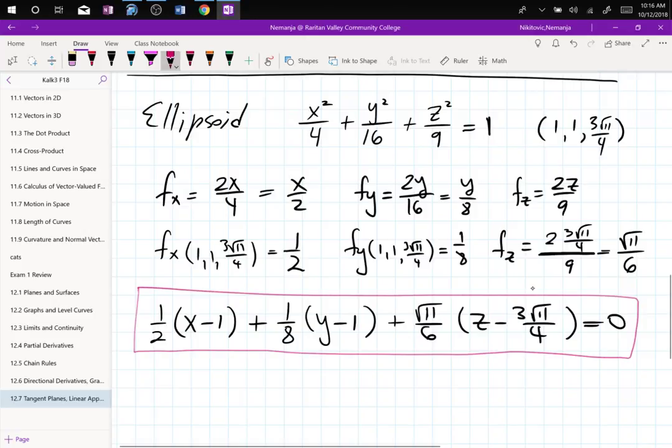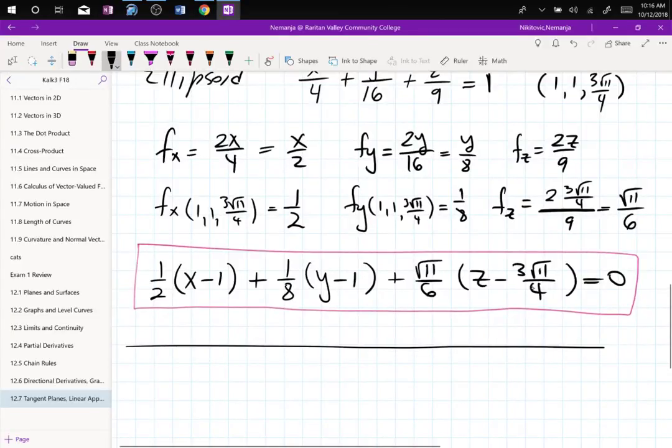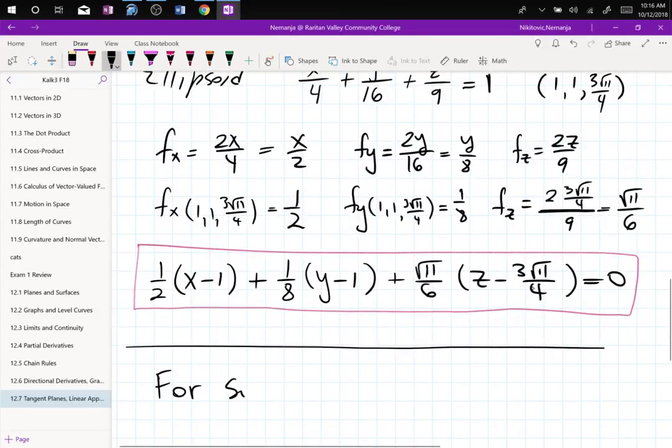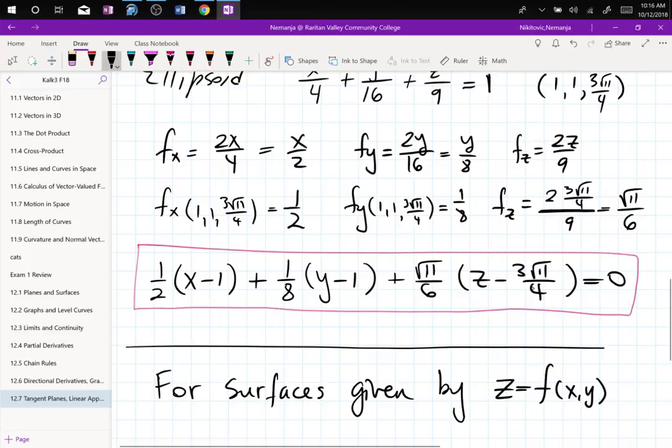Now, this was the explicit form, but we can also have surfaces. So this is going to be for surfaces given by z equals f of xy, because we can have that as well.